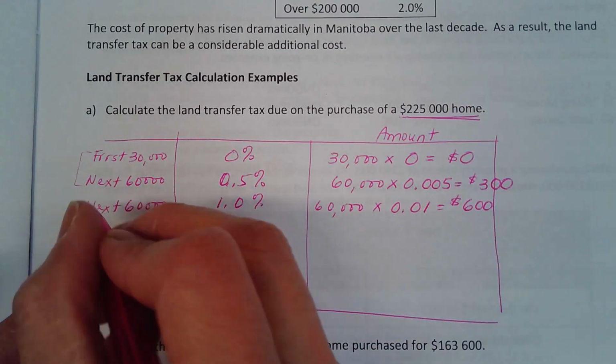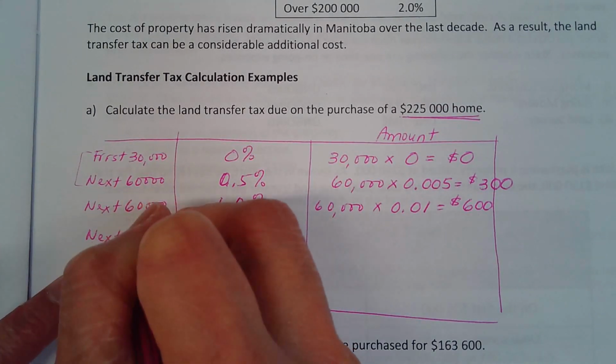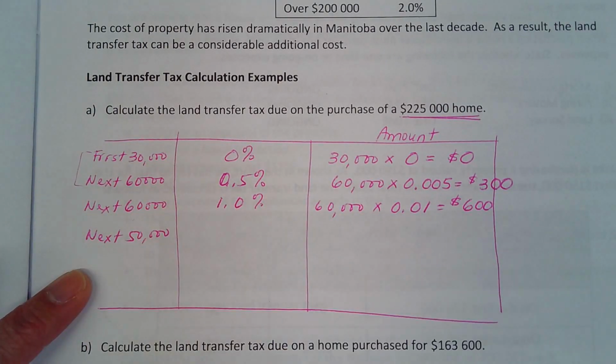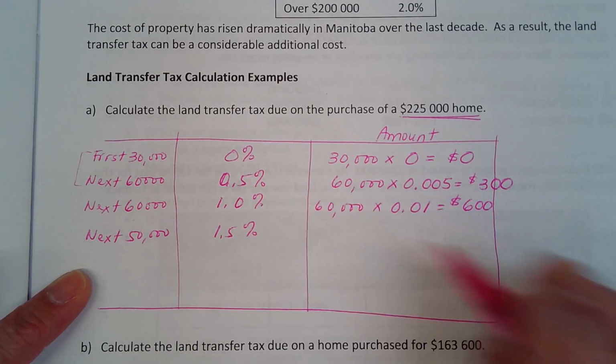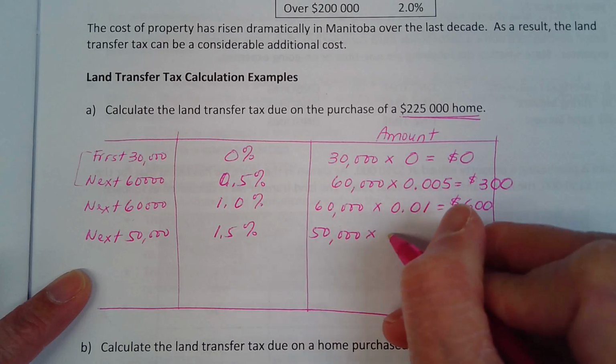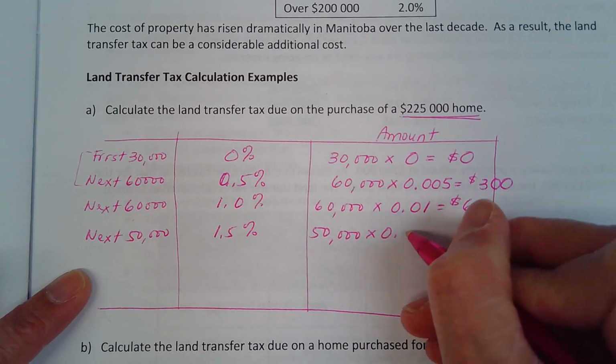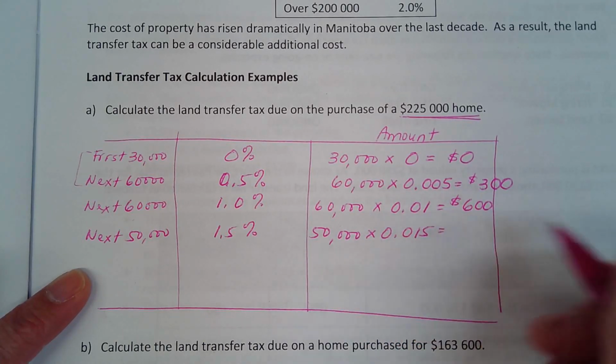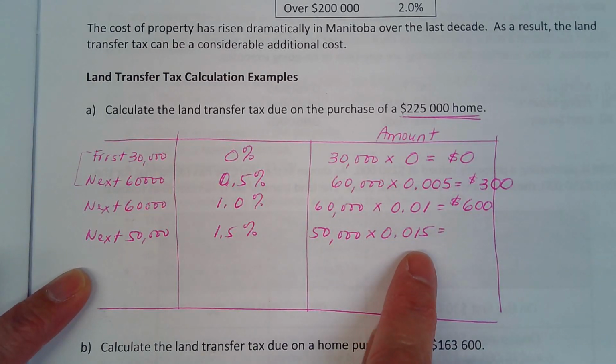Okay, next one. Next 50,000. It's 1.5%. So 50,000 times 0.015. Are you okay with this part here?